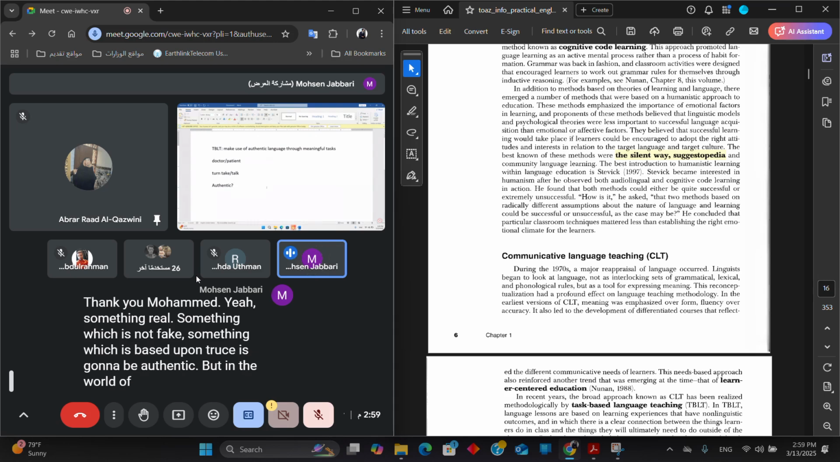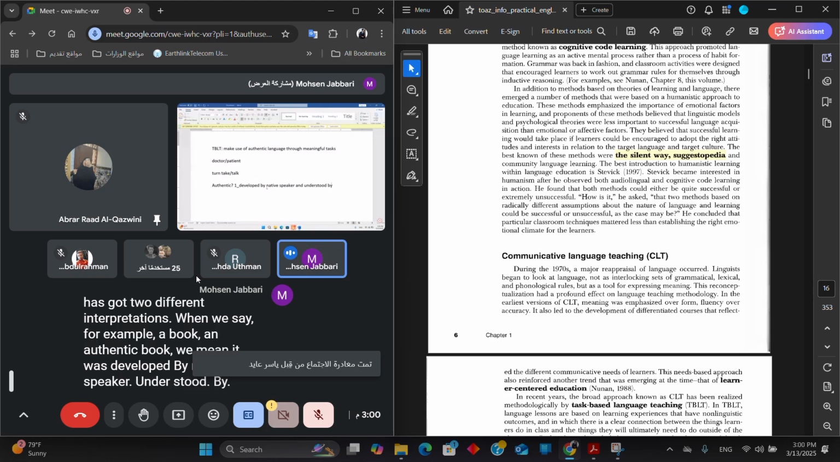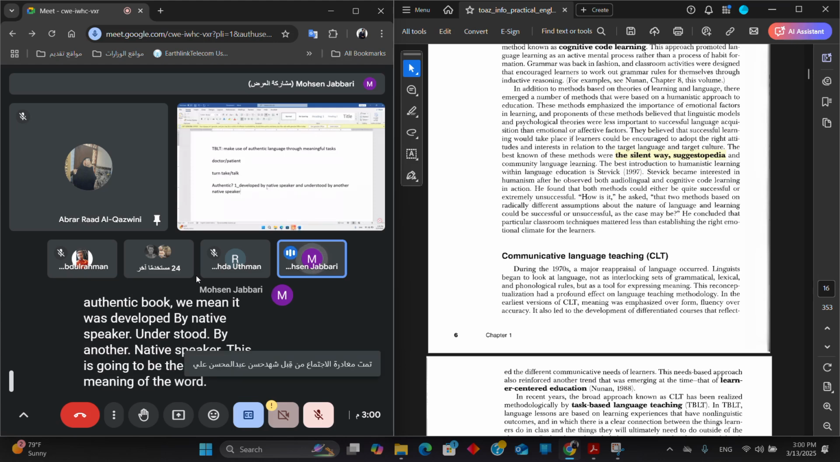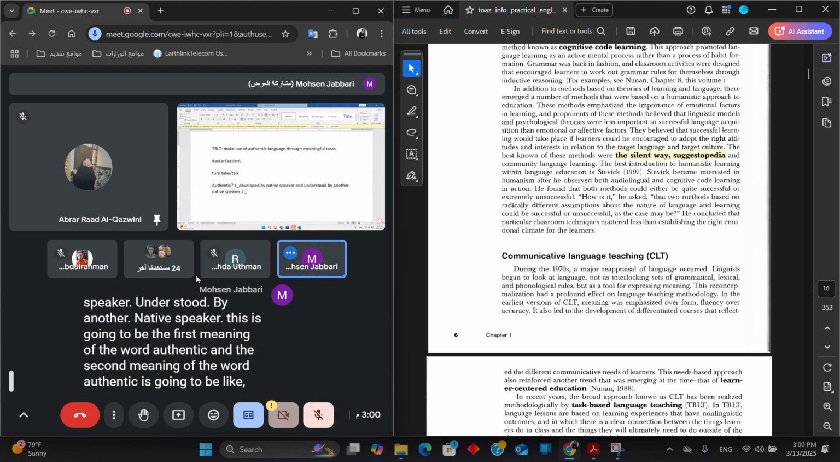But in the world of English language teaching, the word authentic has two different interpretations. When we say, for example, an authentic book, we mean it was developed by a native speaker and understood by another native speaker. This is going to be the first meaning of the word authentic. And the second meaning of the word authentic is developed to be used in real life.